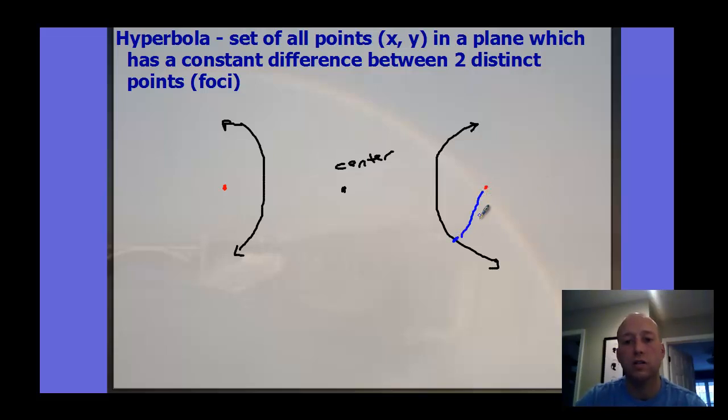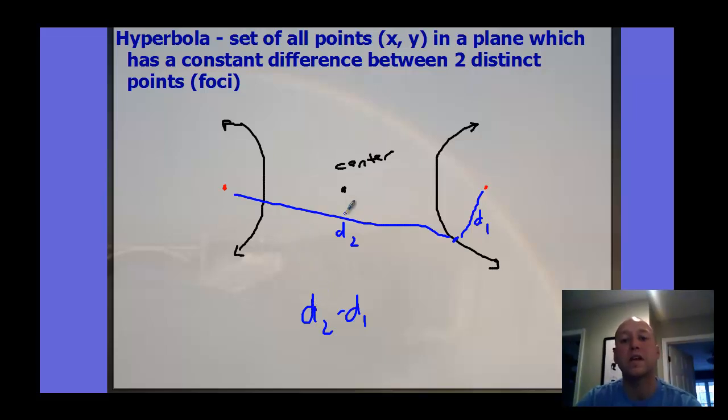So take any point on either of the branches. Let me take, this is D1, and then take the distance here, D2. If we subtract that, D2 minus D1, that value will always be the same for all of the points on either branch. And that's the locus.